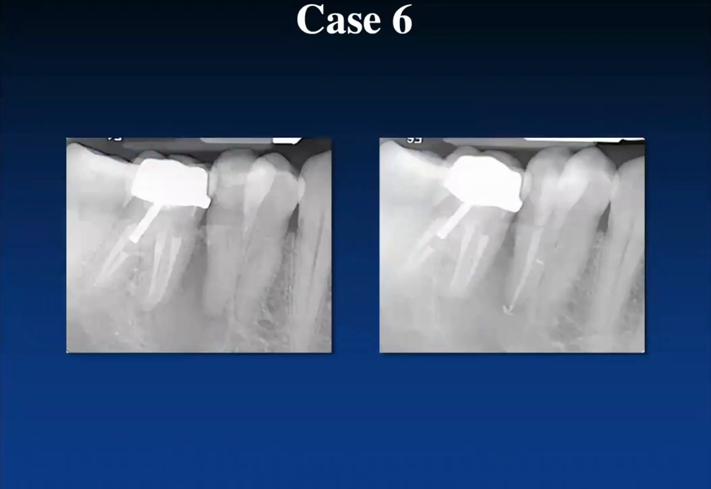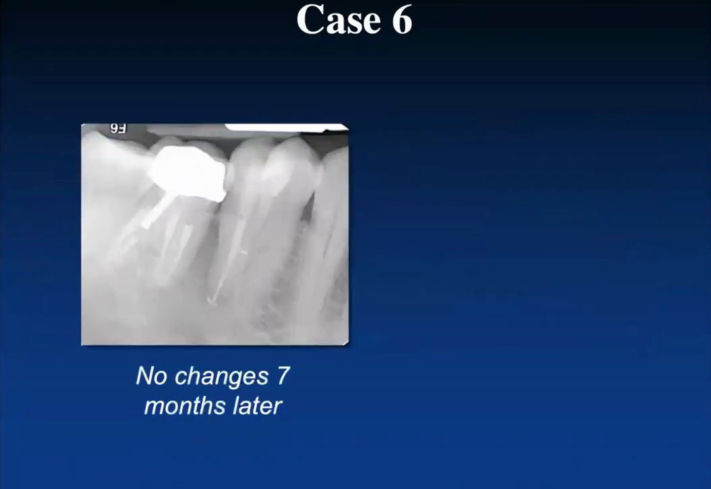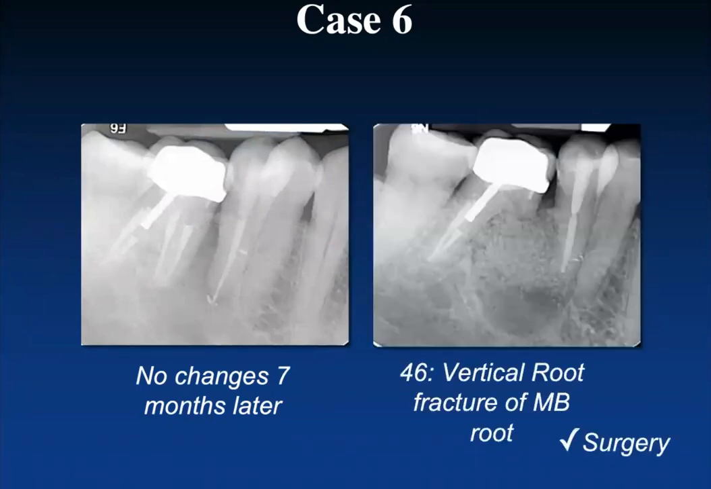However, 7 months later, there was no change in the radiolucency size. So you would think, okay, is it a cyst that needs to be removed surgically, or is it related to something else? So surgical exposure was done, and we found a vertical root fracture on the mesial of the 6. So this is tough.